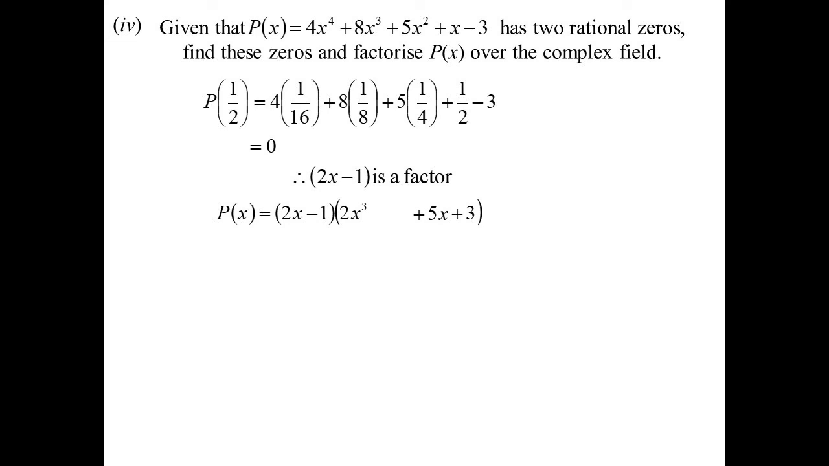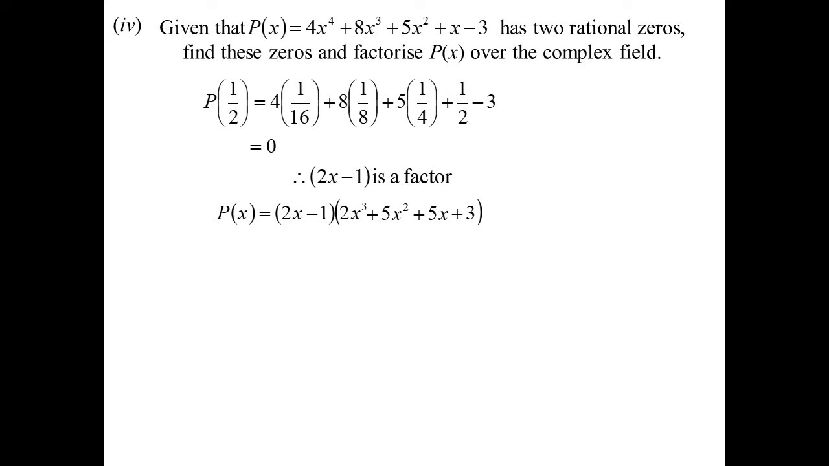At this stage I've got, what have I got? I've got 10x squared at this stage, haven't I? Therefore, that must be plus 5x squared in there. You can do it that way, do it by division, however you do it. There's the other factor. Now let's try and identify the other rational factor.